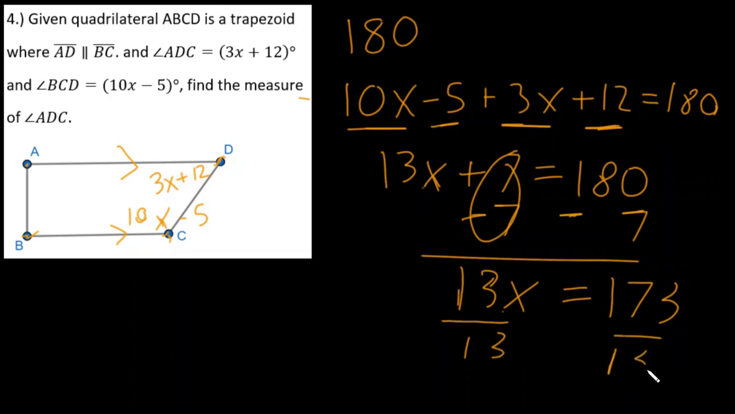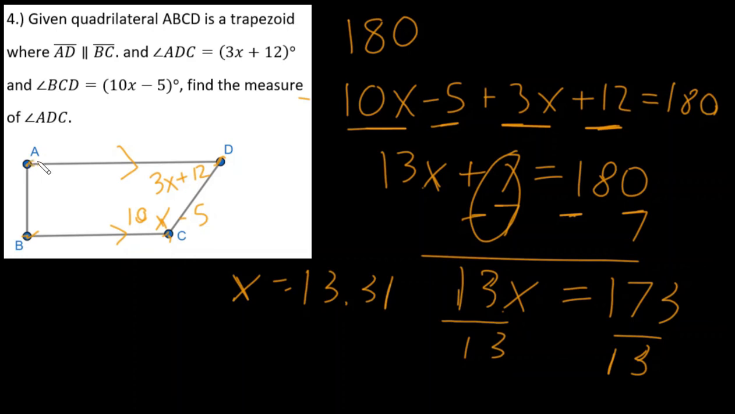And for this, I'm actually going to need my calculator. So let me grab that, and we will find out that 173 divided by 13 will give us 13.31. So I'm going to round to the nearest hundredth. We have 13.31. Now from there, what's the actual question? It says find the measure of angle ADC.